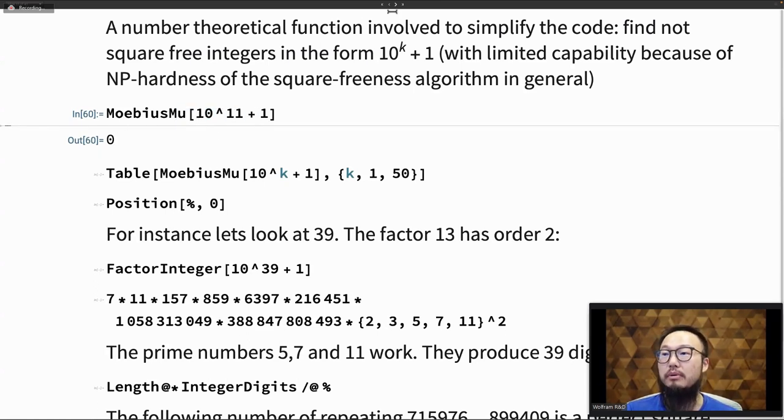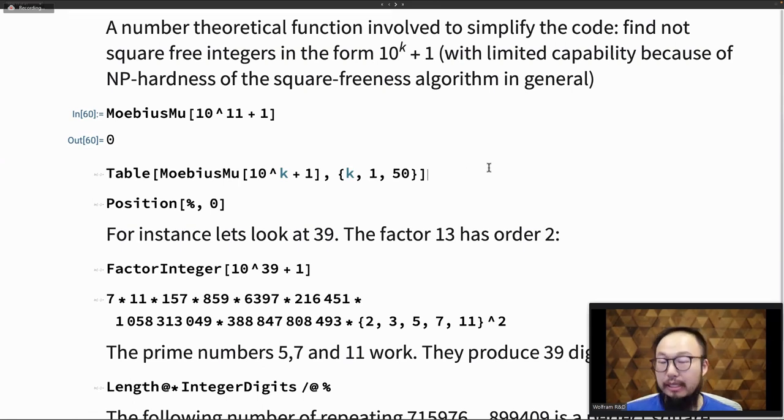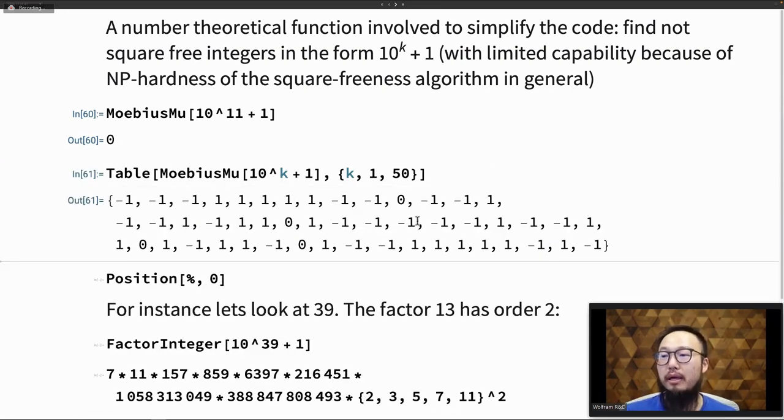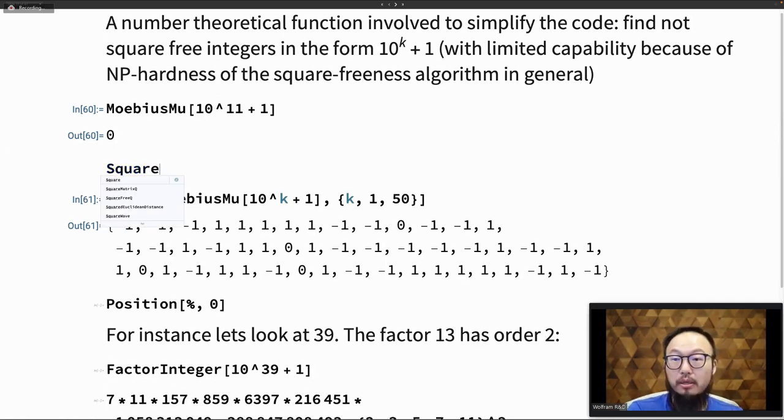So this gives a 0 because we have 11 to the power of 2 here, so it's expected. Basically you need to find the numbers that result in 0. Yeah, there is another function you can use. It's called SquareFreeQ in Mathematica. So this basically does the same thing.